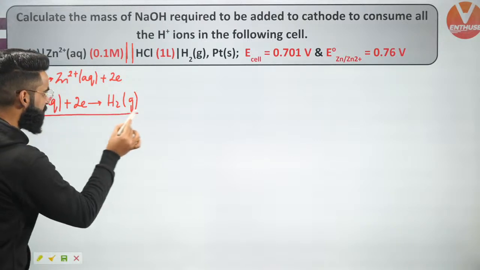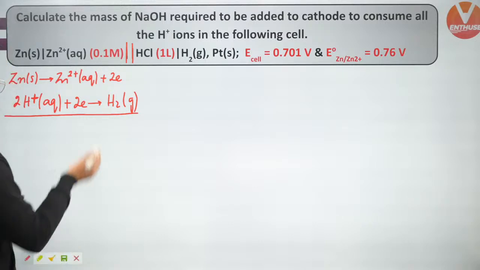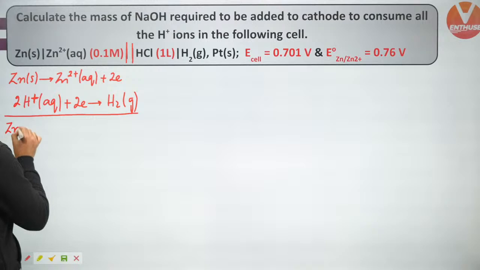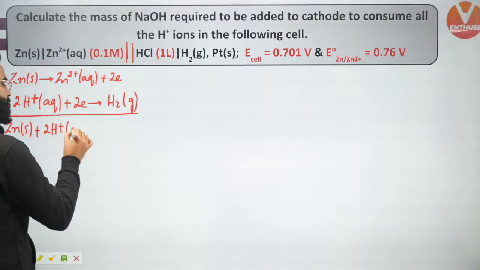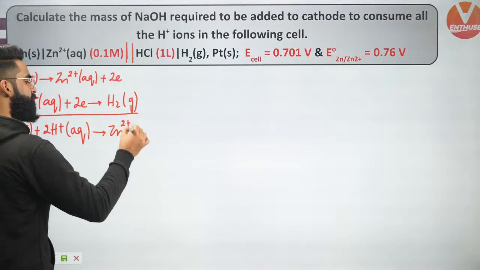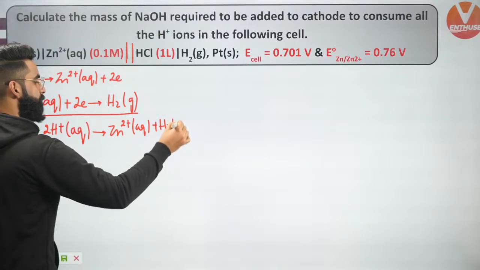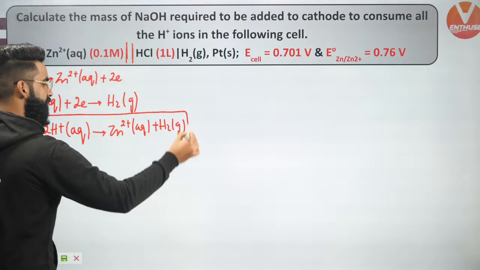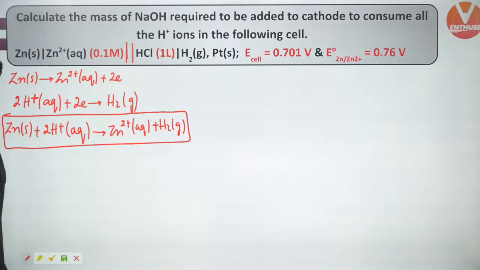This is the reaction which will take place when hydrogen is acting as the cathode. Are the electrons balanced on both sides? Yes, electrons are balanced on both sides. I can simply add these two reactions. After adding, I get Zn solid plus 2H+ aqueous converted to Zn2+ aqueous plus H2 gas. This is the net cell reaction which we have right here.